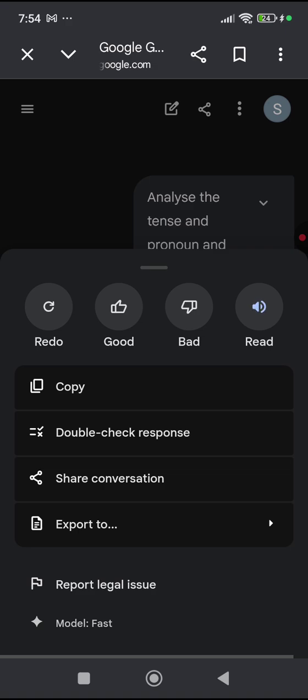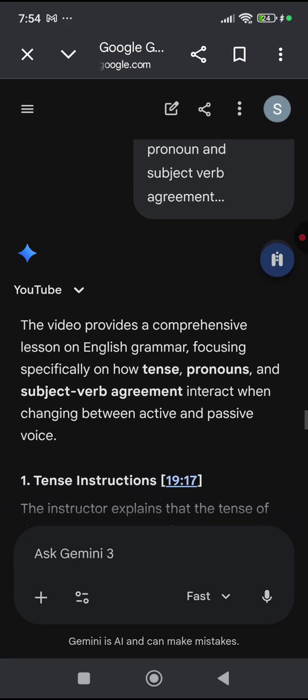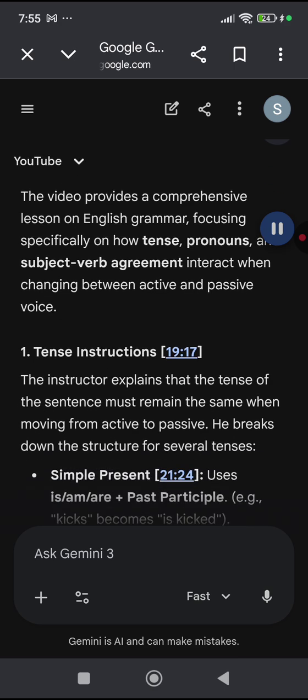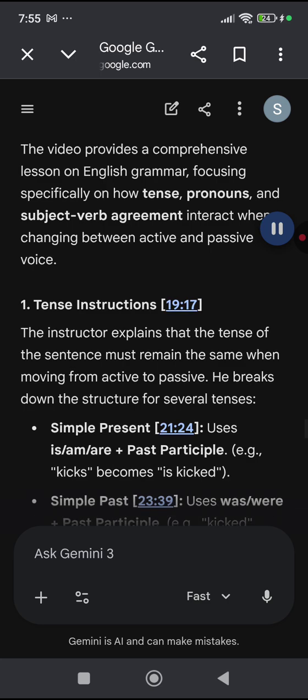The video provides a comprehensive lesson on English grammar, focusing specifically on how tense, pronouns, and subject-verb agreement interact when changing between active and passive voice. 1. Tense instructions. The instructor explains that the tense of the sentence must remain the same when moving from active to passive. He breaks down the structure for several tenses.